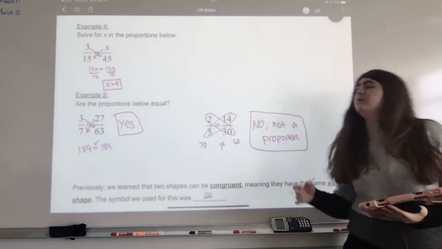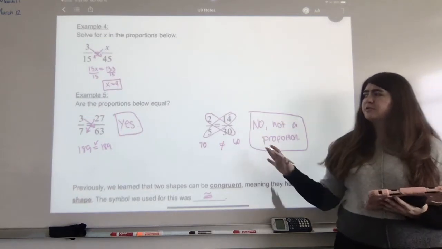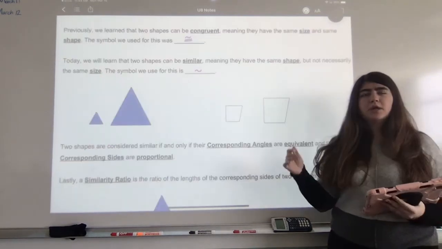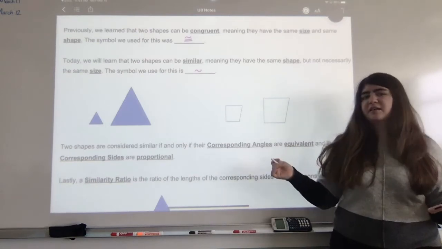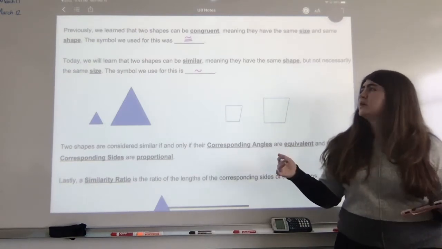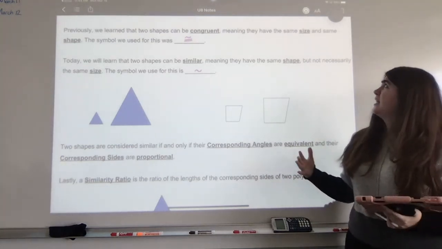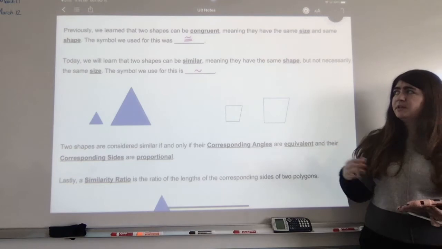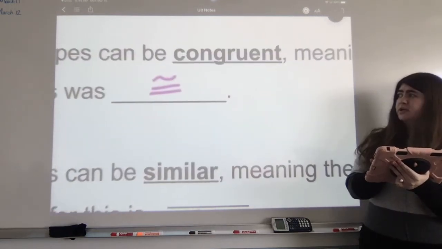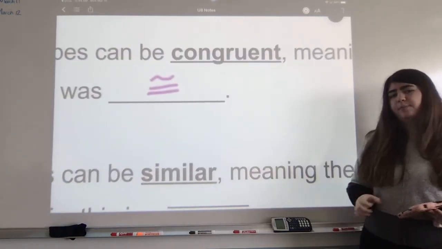All right, so now that we've looked at proportions and ratios in general, we can use those to solve for missing pieces in similar shapes. So previously we learned that two shapes can be congruent, meaning that they have the same size and same shape, and the symbol we used for that was right here. It's an equal sign with a tilde on top of it.